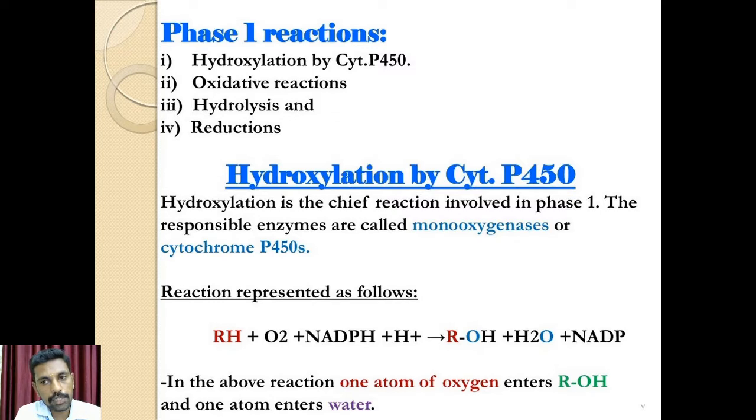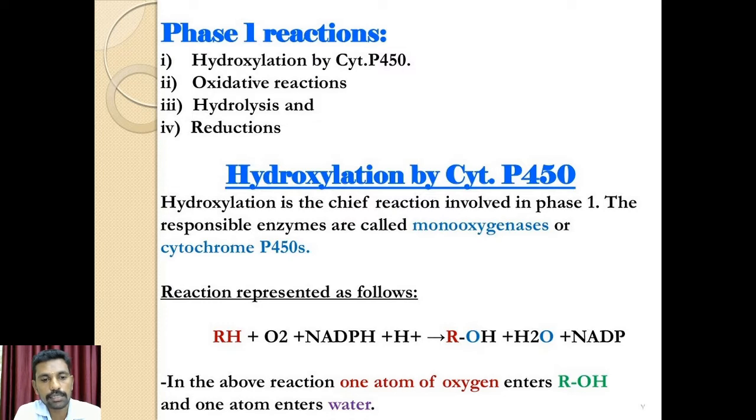Hydroxylation by cytochrome P450 is the chief reaction involved in phase 1. The responsible enzymes are the so-called monooxygenases, or cytochrome P450. It is estimated that there are some 57 cytochrome P450 genes present in humans. The reactions are catalyzed by monooxygenase enzymes, like cytochrome P450.